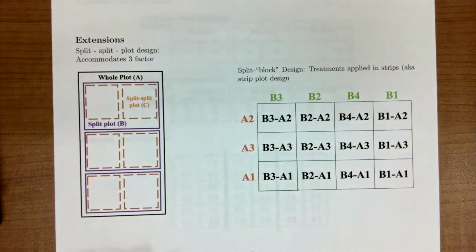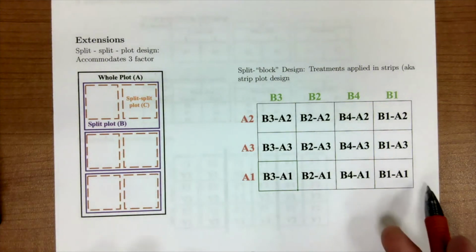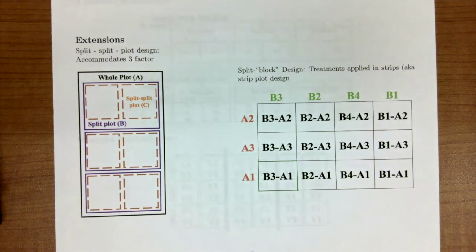We could also have a split block design where the treatments are applied in strips, as seen here. There's a lot of extensions. It just depends on what you need for your design of experiment. And again, when you're designing these experiments, it's done prior to collecting your data. The main thing is that with split plot designs, there is going to be some restriction on your randomization, and that's important. With that, we're going to move on and look specifically at our agricultural example in our next lesson.